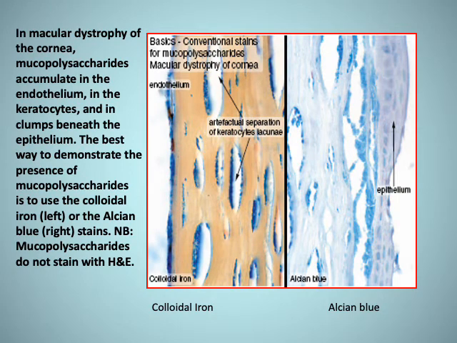This is an example that shows, in macular dystrophy of the cornea, mucopolysaccharides accumulating in the endothelium and in the keratocytes. The best way to demonstrate the presence of mucopolysaccharides is colloidal iron or Alcian blue. Both are present in this photo.